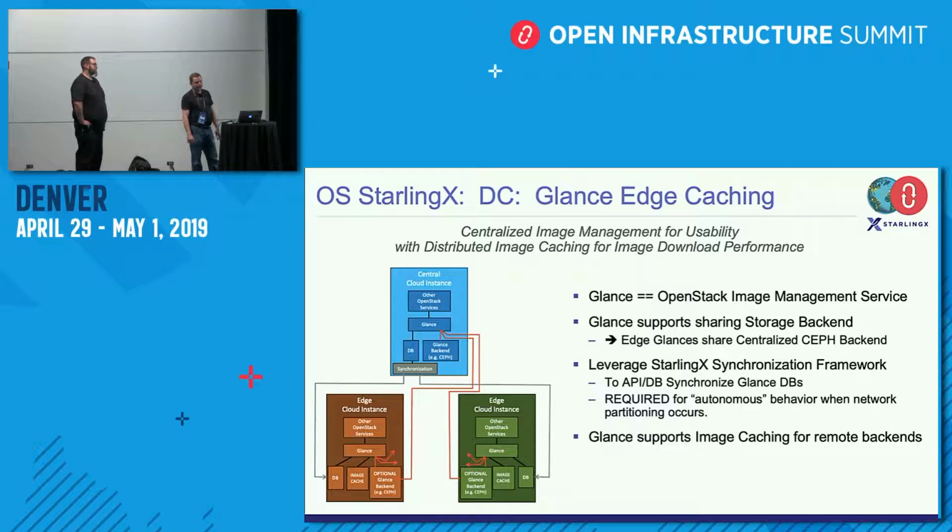solutions in the edge cloud will share it, and then they'll use the existing image caching in Glance that whenever it has a remote backend, it caches anyways in order to reduce latency transmission times on the next time the image is used. And then really the only extra thing we need now to do is to have the Glance database synchronized so that all the image metadata is there. And we'll do that in the next version of StarlingX using our sync framework again.